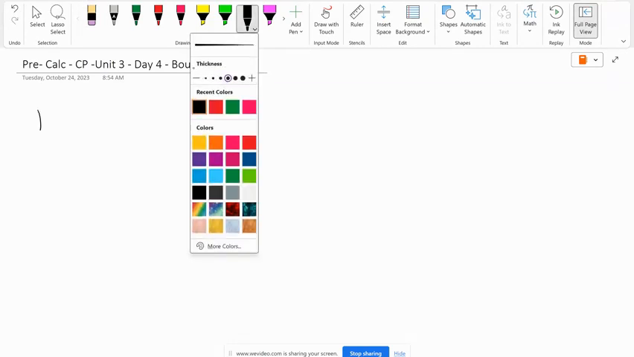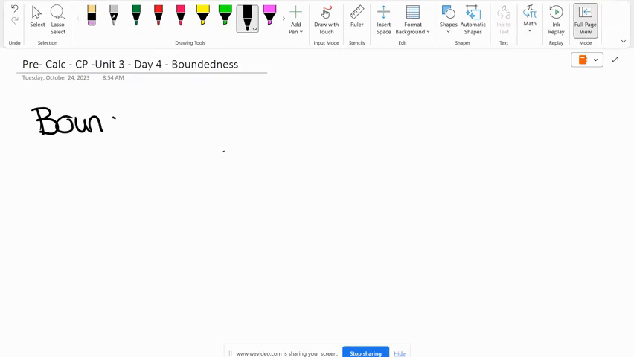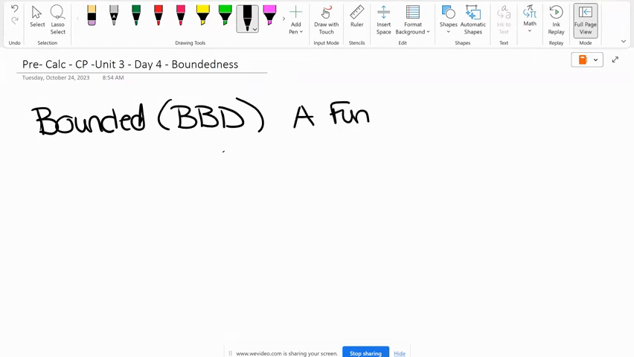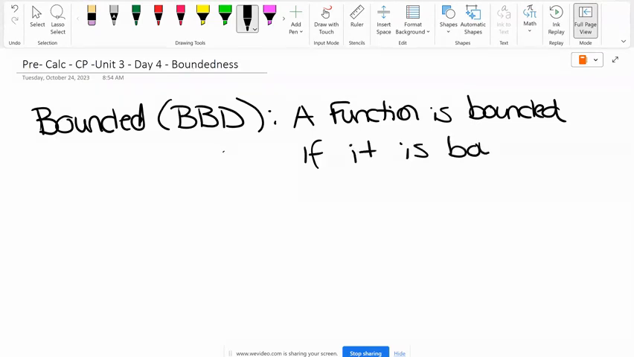All right, now we can start taking notes. All right, bounded. My shortcut for bounded is BBD. A function is bounded if it is bounded above and below.